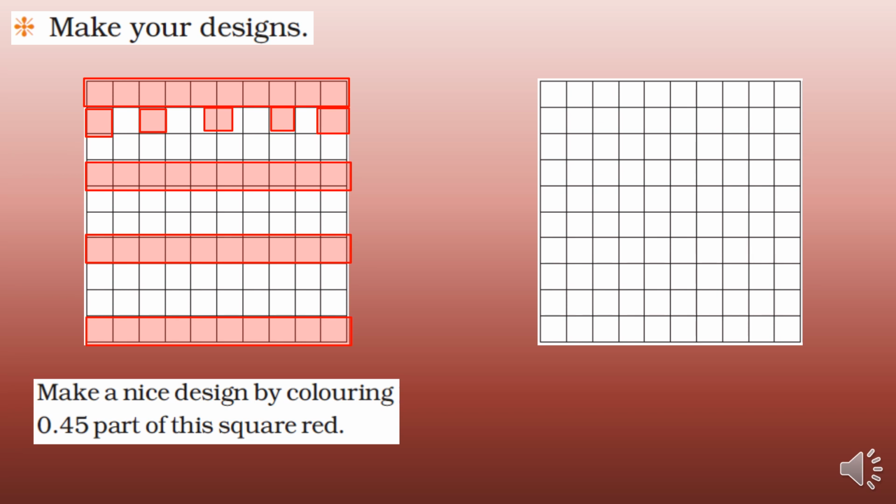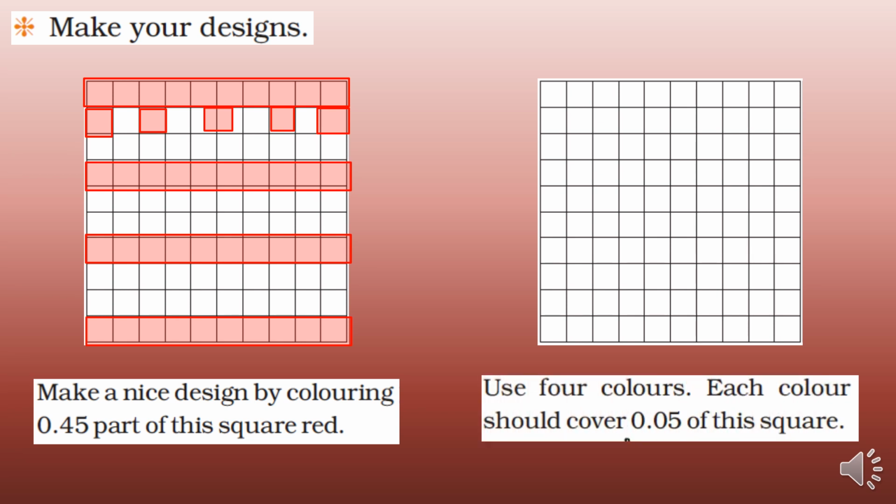Next is, use 4 colors now, and each color should cover 0.05 of this square. So there are a total of 100 squares, out of which 5 squares you can use for one color, and like that you have to use 4 colors. So it can be something like this. You can use your own colors and make it beautiful.